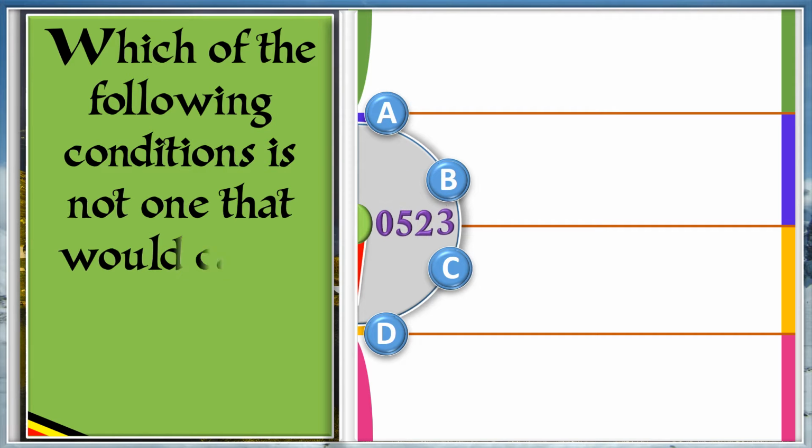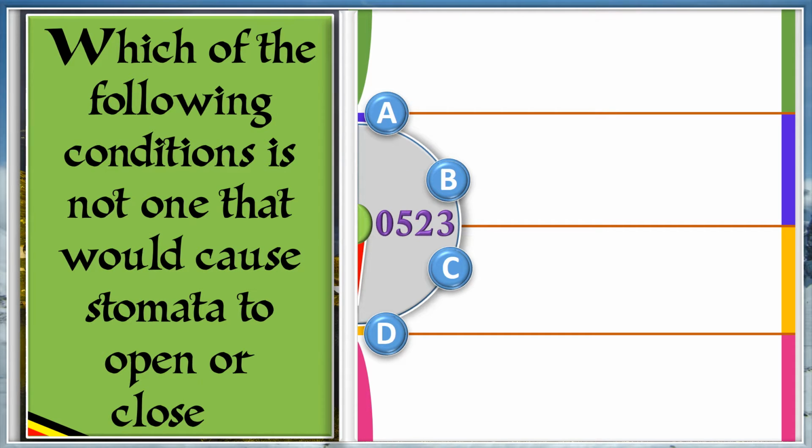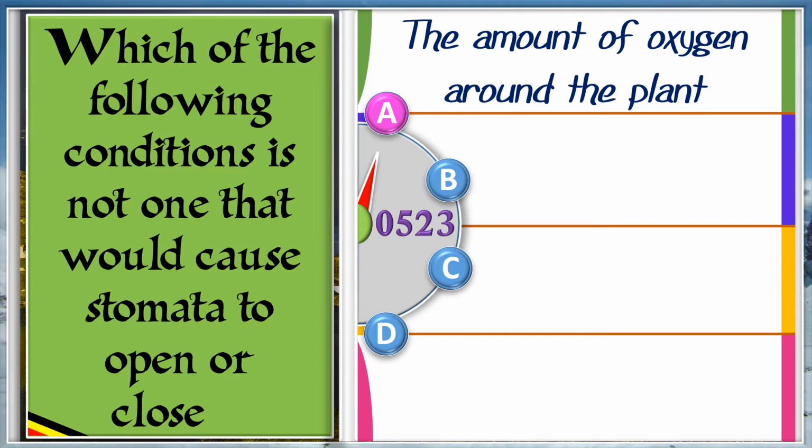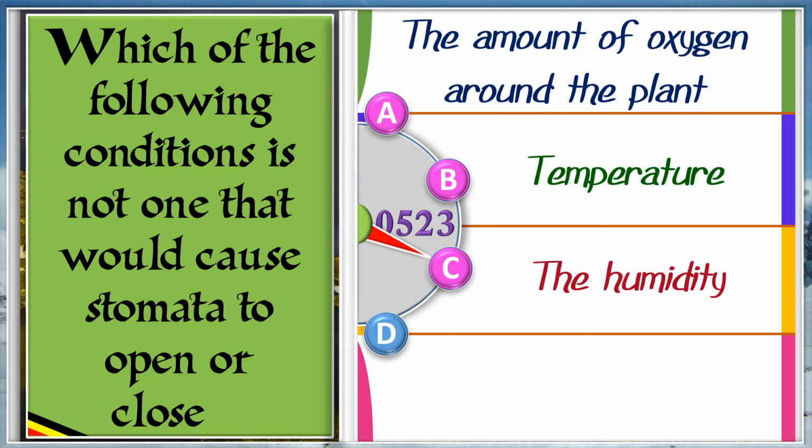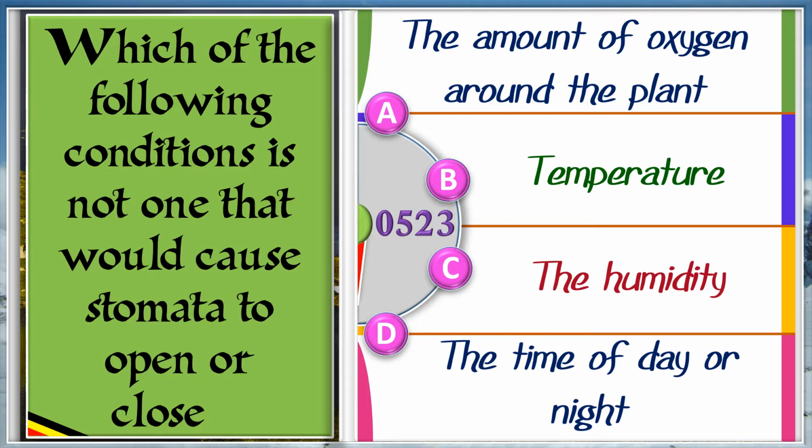Which of the following conditions is not one that would cause stomata to open or close? A. The amount of oxygen around the plant. B. Temperature. C. The humidity. D. The time of day or night. And the answer is A. The amount of oxygen around the plant.